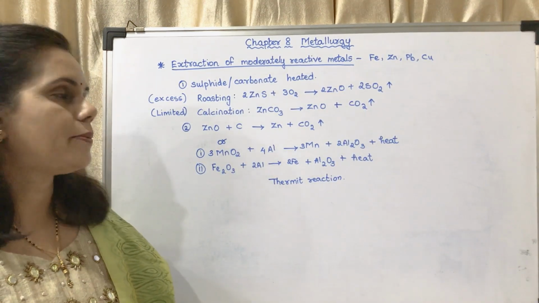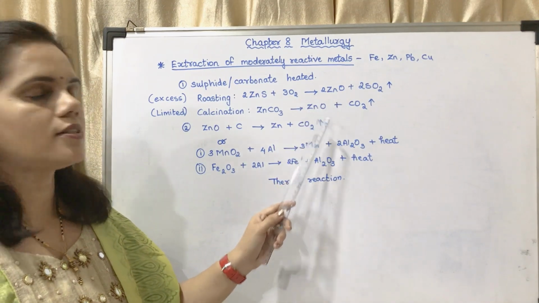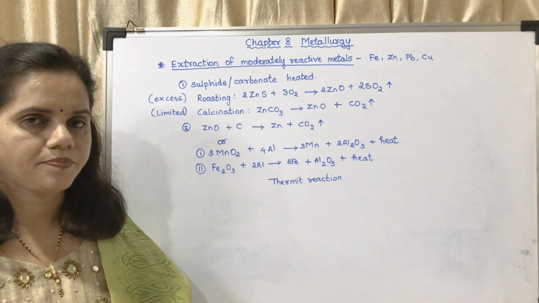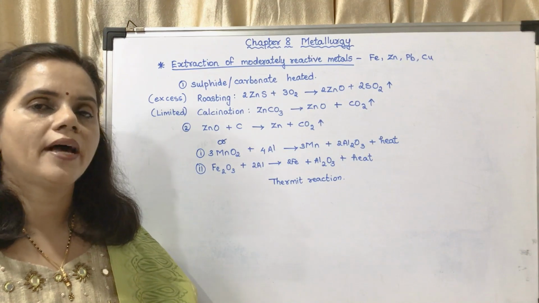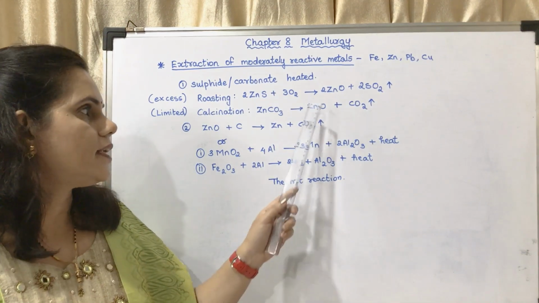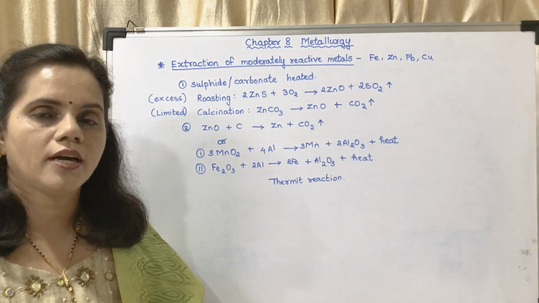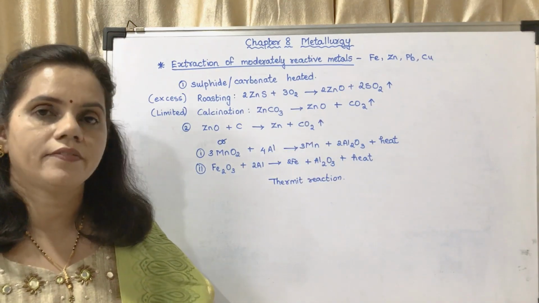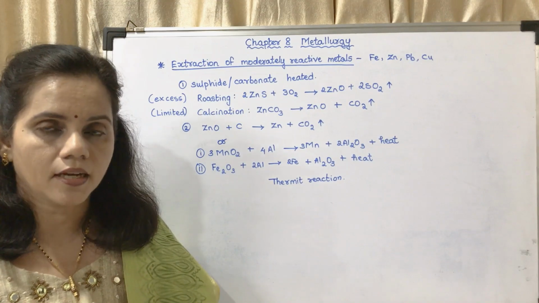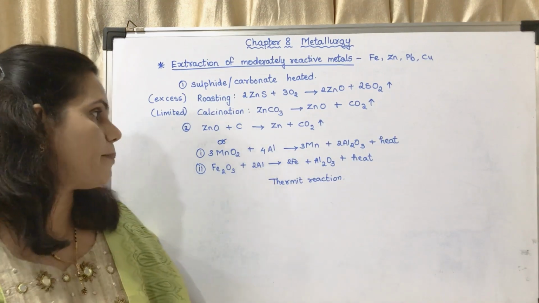But in both the processes, you are getting oxide of the metal. In this reaction also you have got zinc oxide, and in this reaction also you have got zinc oxide. But you have not got zinc. You want zinc. So, next step.